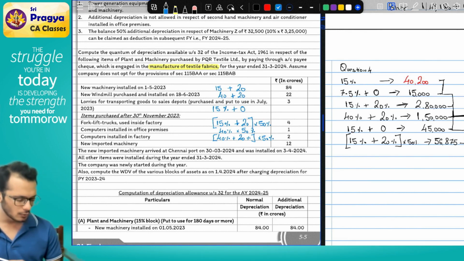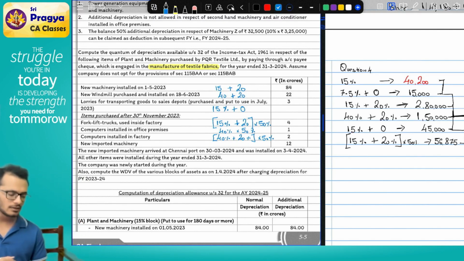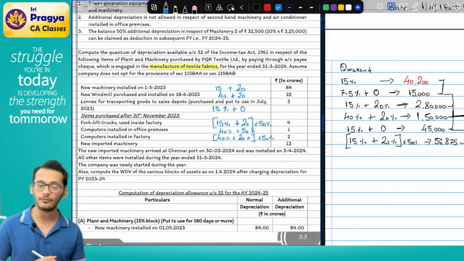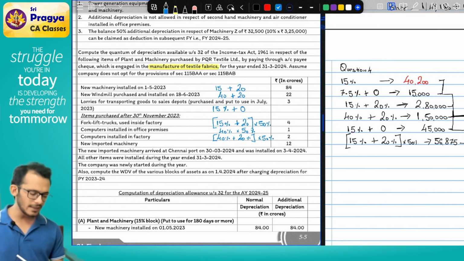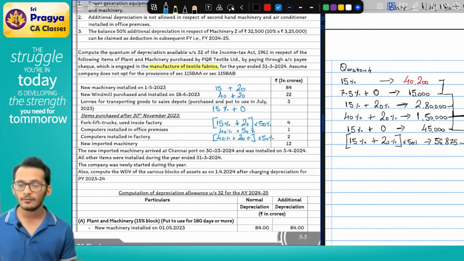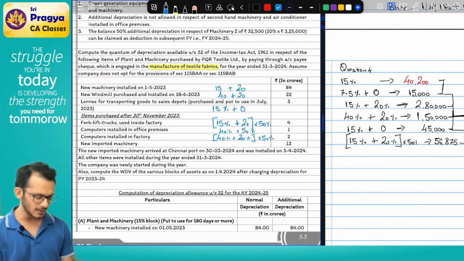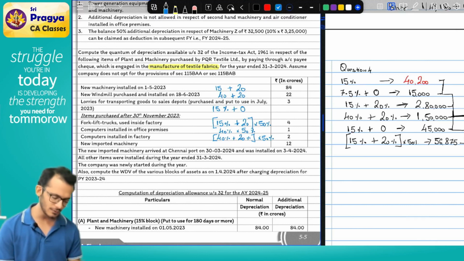Last one, new imported machinery. Let's read the next part. It says the new imported machinery arrived in Chennai on 30th March 2024 and was installed on 3rd April 2024. All other items were installed during the year ended 31st March 2024. The company was newly started during the year. You are required to compute the WDV.